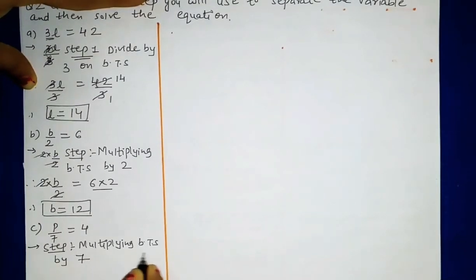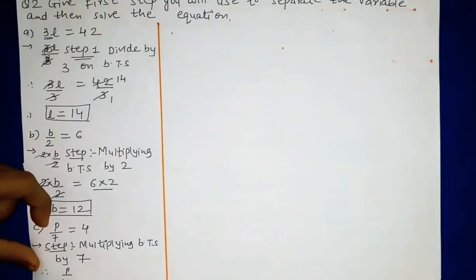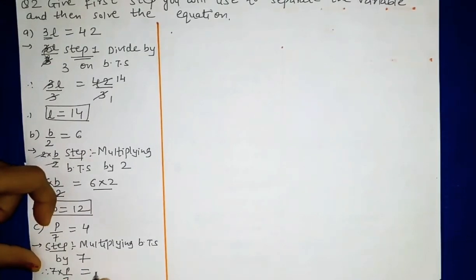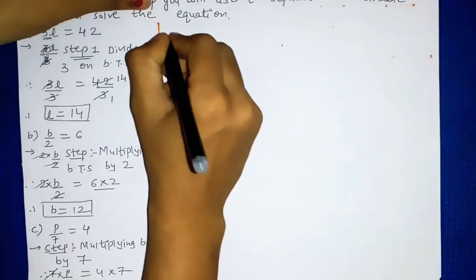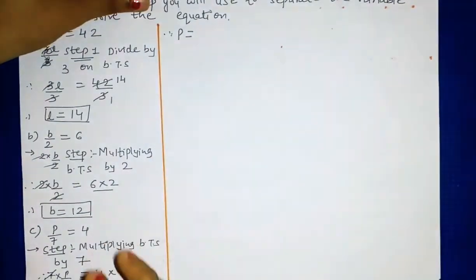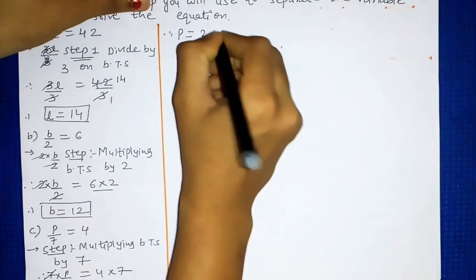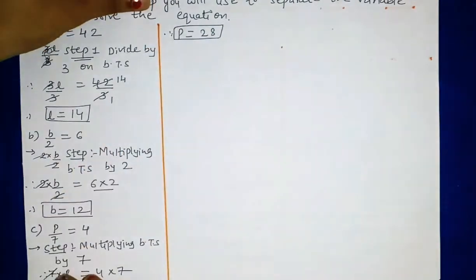So we will multiply both the sides by 7. Here our LHS part is p upon 7, and I am multiplying by 7, and on this side 4 was there. So 4 into 7. Now this 7 and 7 is cancelled. So on this side p is left, and on this side 4 sevens are 28 is left. So this is our value of the variable, p equal to 28.